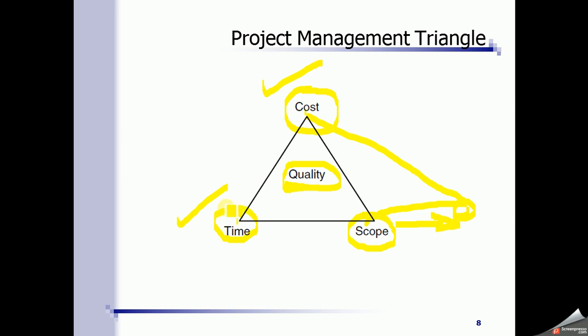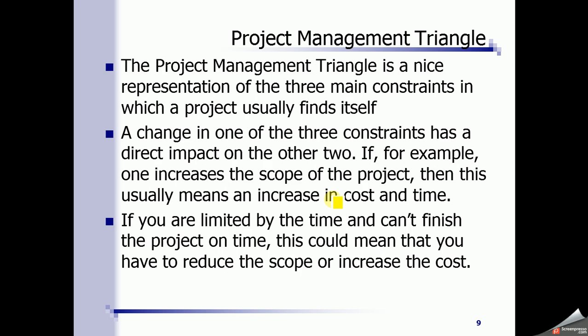Similarly, if you have less time available to complete the project, then either you have to reduce the scope or you have to increase the cost of the project, right? So any change in one of these three factors has a direct impact on the other two factors.